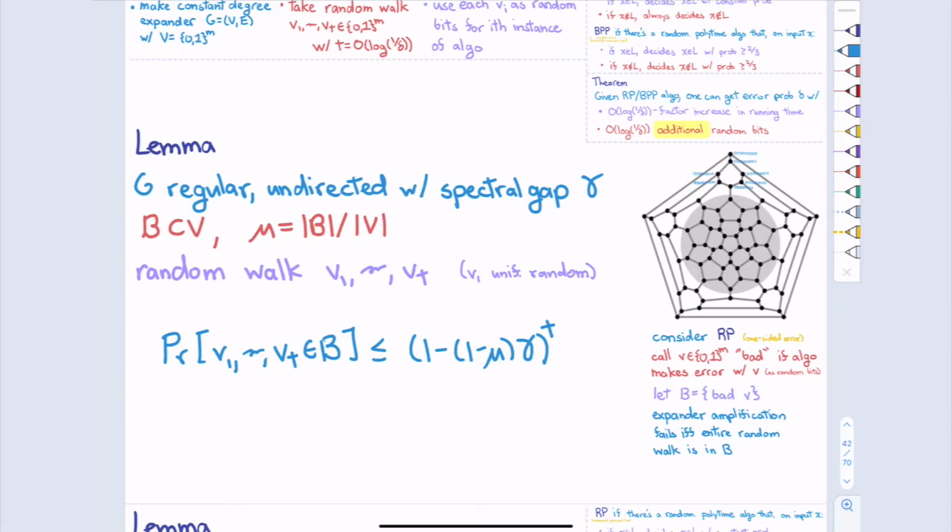All right, so let's prove the slightly easier one. What are the odds that the whole random walk stays inside this set B? G is a regular undirected graph with spectral gap gamma. B is our bad set. Mu is the proportion of the graph that the bad set represents, and I have some random walk. All right, here we go.